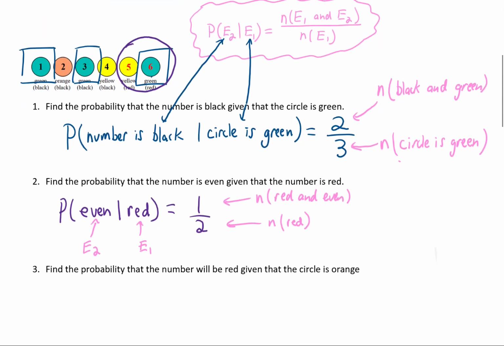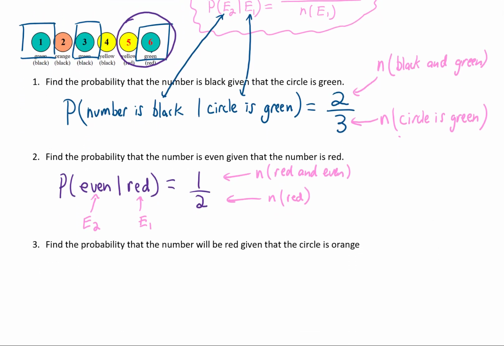Let's do one more example. Let's find the probability that the number will be red given that the circle is orange. The notation for that would be probability that our number is red, given that our circle is orange.